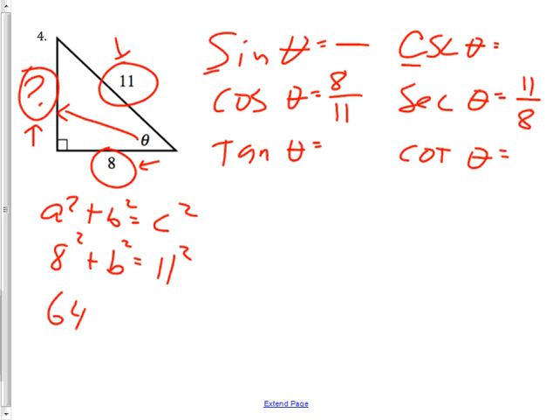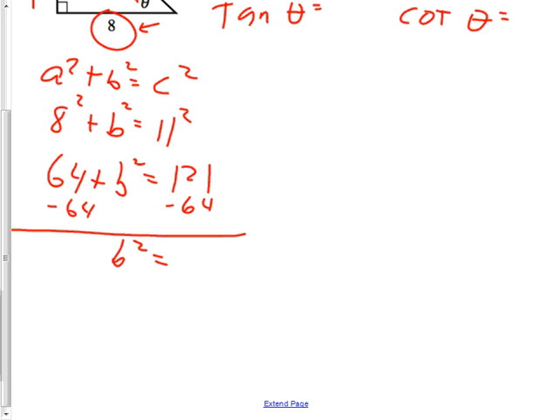That's 64 plus b squared is equal to 121. And then I subtract 64 from both sides. And I get b squared is equal to whatever 121 minus 64 is. 57. And so then b squared is 57, so b would be equal to the square root of 57. Now, as I recall in this worksheet, we weren't supposed to use our calculator to get these answers. So I guess we're just going to have to leave that side as the square root of 57.